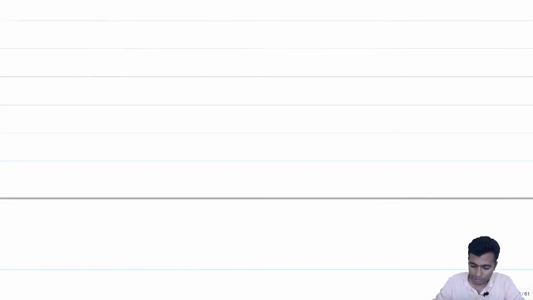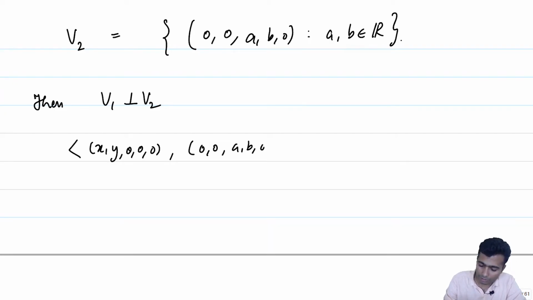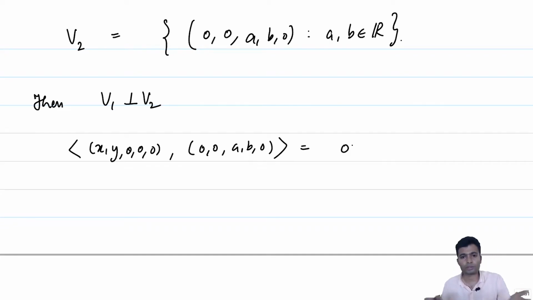Why is that the case? Because let's look at the inner product of any two such elements. This is going to be (x, y, 0, 0, 0) with (0, 0, a, b, 0), which is equal to x times 0 is 0, y times 0 is 0, and then 0 times a is 0, 0 times b is 0, and 0 times 0 is 0. If you add it, you get back 0. So yes, any two vectors you take in V1 and V2 respectively, their inner product is 0. They are orthogonal to each other. Therefore, the subspace V1 is orthogonal to V2.